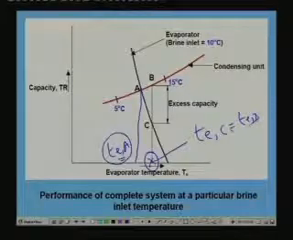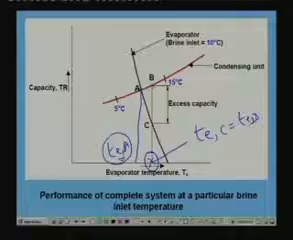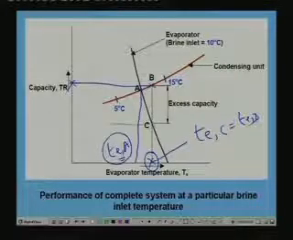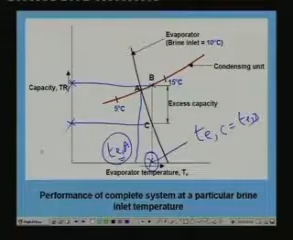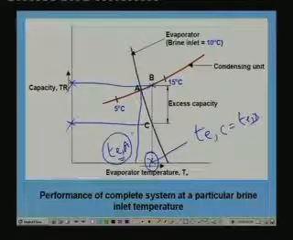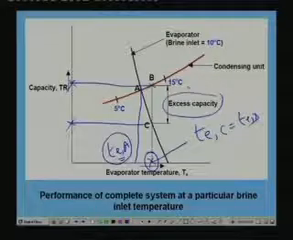Now, there is no balance between condensing unit and evaporator, because you can see that the condensing unit capacity is this, whereas the evaporator capacity is this. That means the condensing unit has much higher capacity compared to the evaporator. And the difference between these two is the excess capacity. So, when the condenser has an excess capacity, what happens?